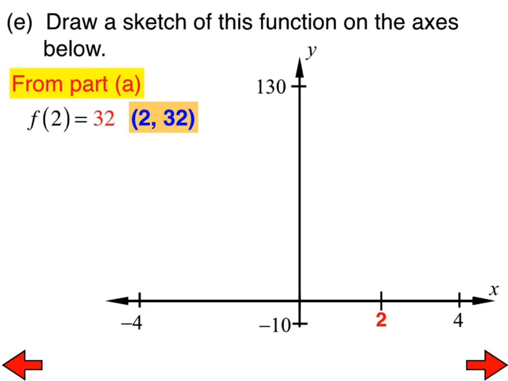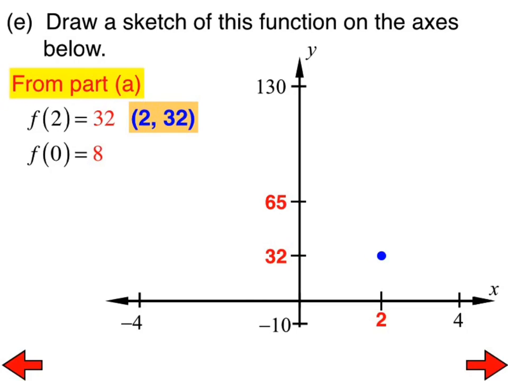First thing I'm going to do is divide up my axes a little bit so I can be a little more accurate on my graph. I'm dividing it by 2 and trying to be a little more accurate here. So (2, 32) would be approximately right there.